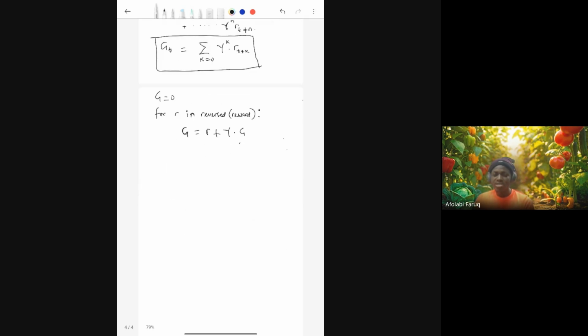Someone might want to ask, why are we reversing the rewards? We are doing that because we want to start from the last up to the first. Okay, so that is basically that.